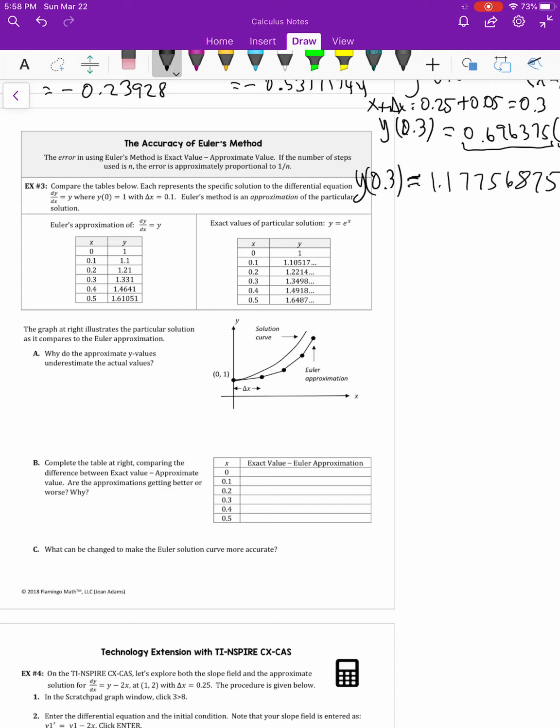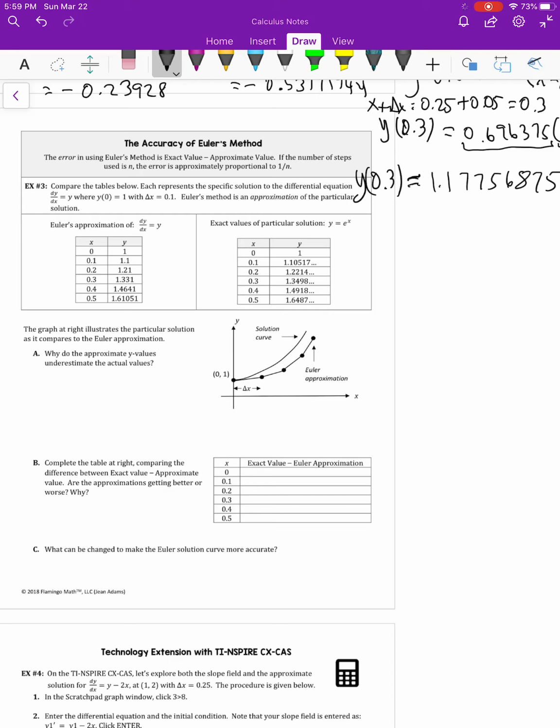For this example, it says compare the tables below. Each represents the specific solution to the differential equation dy dx equals y, where y of 0 is 1, with delta x equal to 0.1. Euler's method is an approximation of the particular solution. There is your Euler's method solution, starting with 0, 1, moving by 0.1. You would get all of those values. And here are the exact values of the particular solution, y equals e to the x. And you can see how accurate they are.